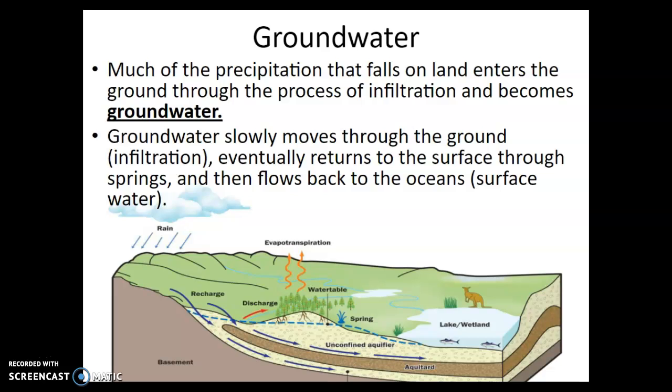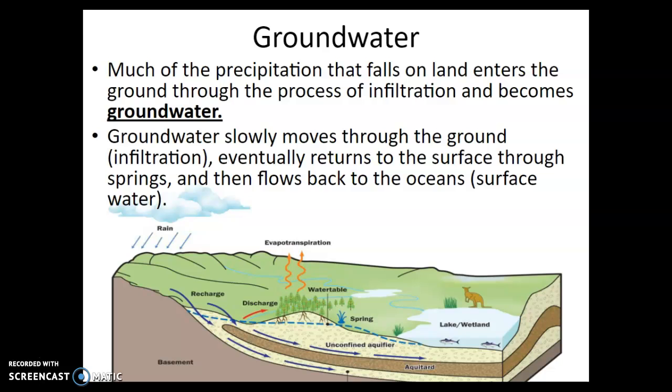So groundwater, again, is just water that slowly moves through the ground through infiltration and eventually will return to the surface through springs and then flow back to the oceans and become surface water. So the groundwater that's in the ground is not stagnant. So what does that mean? It means that even though it's beneath the surface of the earth, it's still moving.